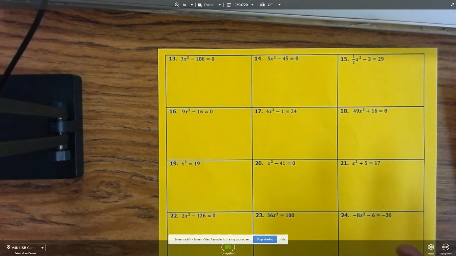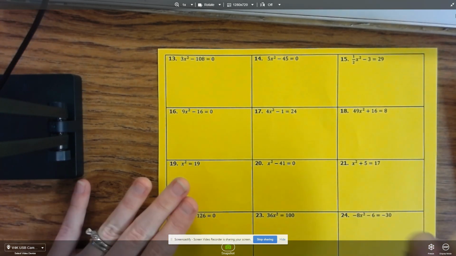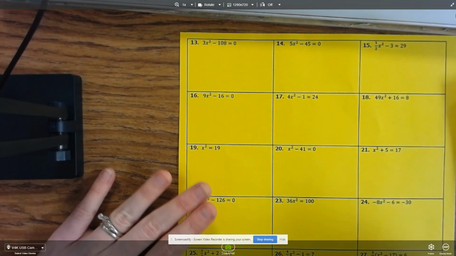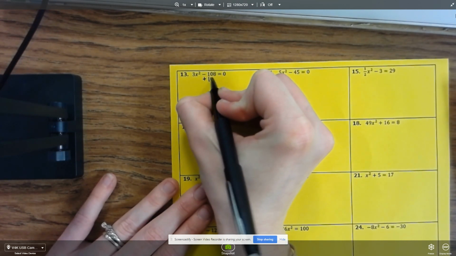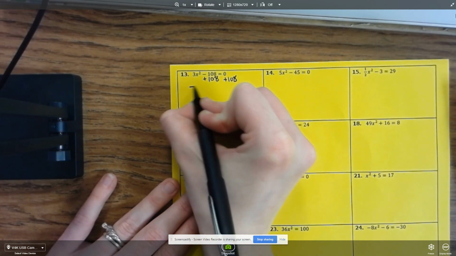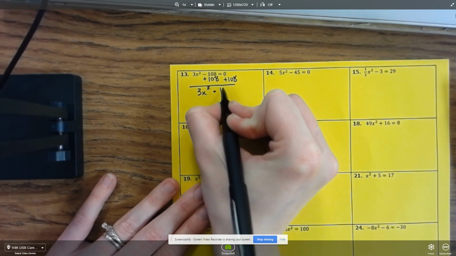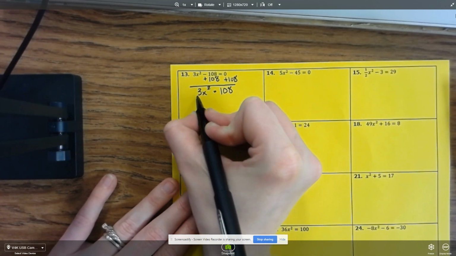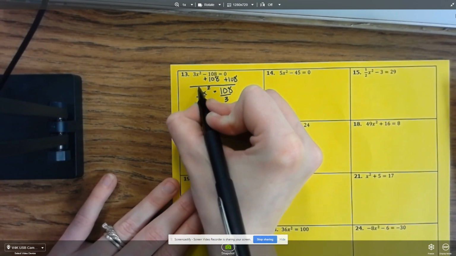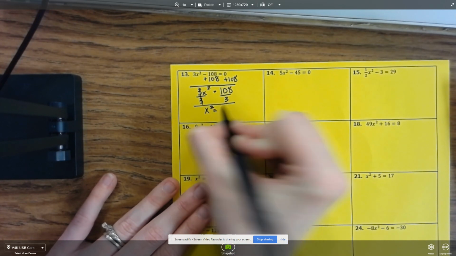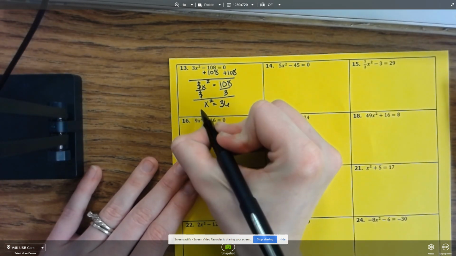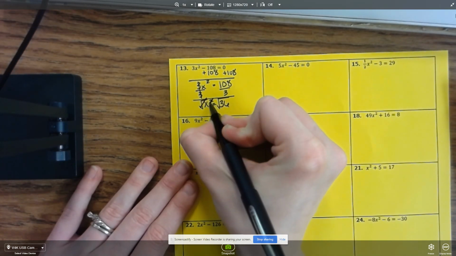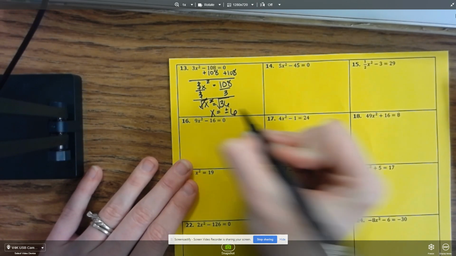Okay, so now we have 3x squared minus 108. So I'm going to add 108 to both sides. That would leave me with 3x squared equals 108. But I want x squared. So now I have to divide both sides by 3 so that this will cancel. And then 108 divided by 3 gives me 36. Now I can square root both sides, and I get x equals positive or negative 6.